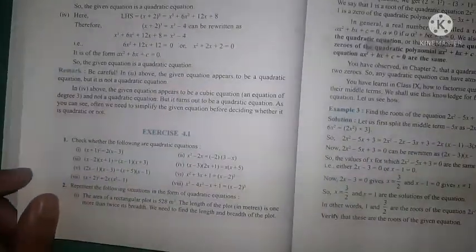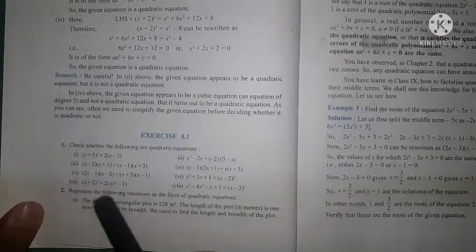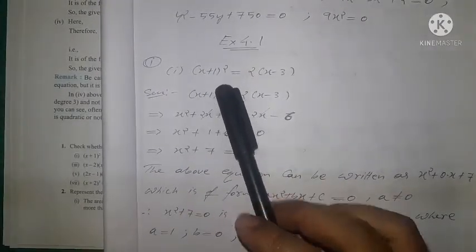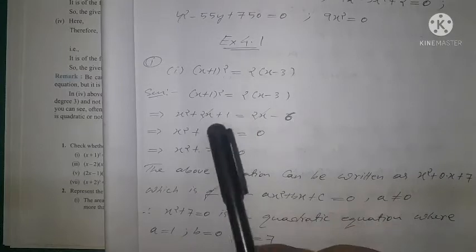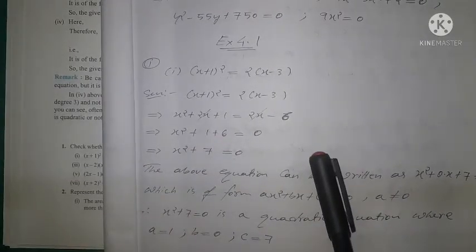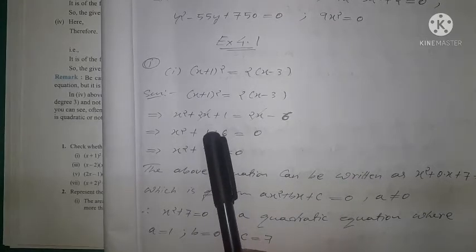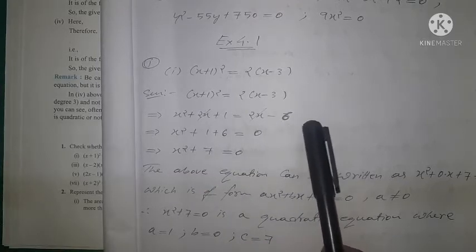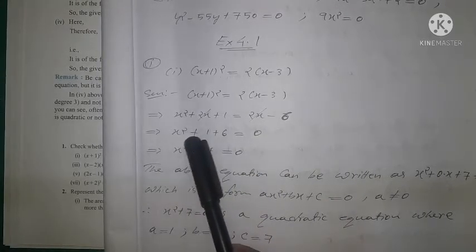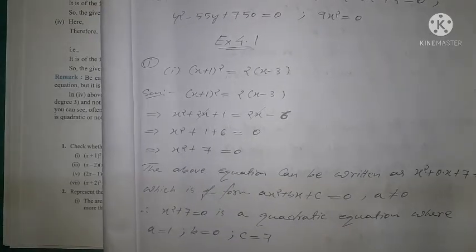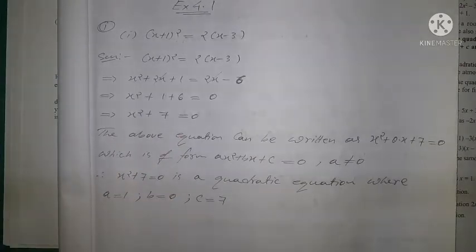Exercise 4.1: check whether the following are quadratic equations. Some questions are given and we need to check whether they are quadratic equations or not. The first question: (x + 1)² = 2(x − 3). We use the (a + b)² formula, and it is written as x² + 2x + 1 = 2x − 6. So 2x cancels, therefore x² + 1 + 6 = 0, which implies x² + 7 = 0. So hence this is a quadratic equation.